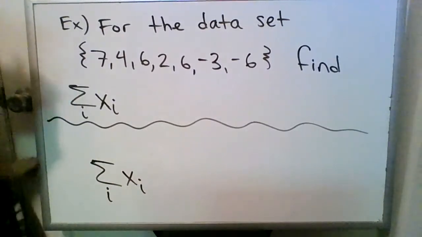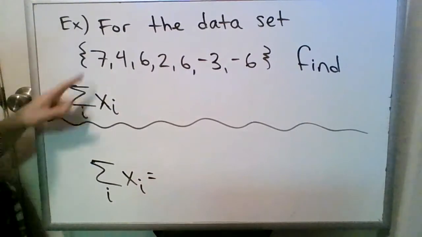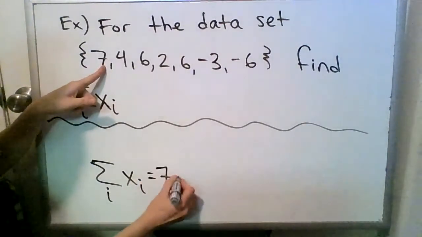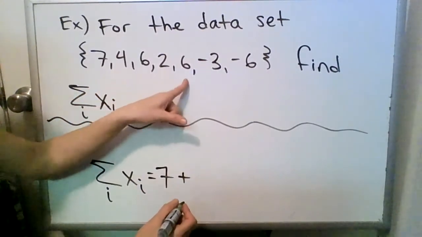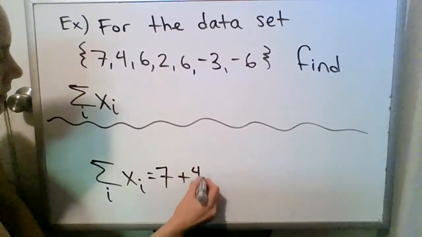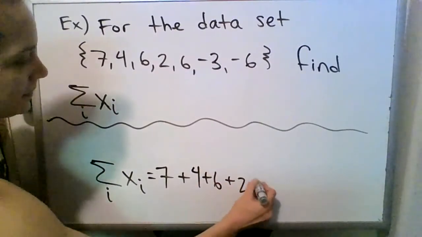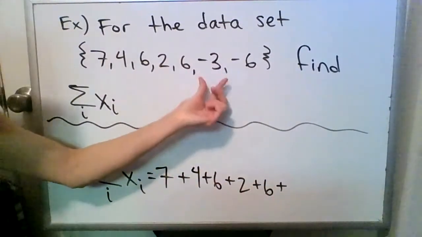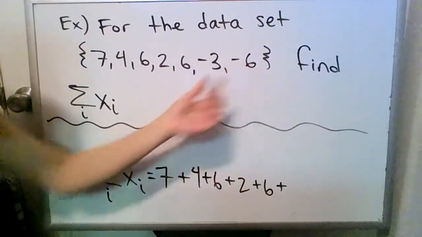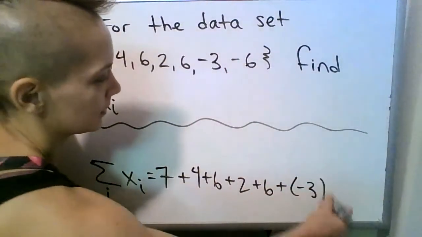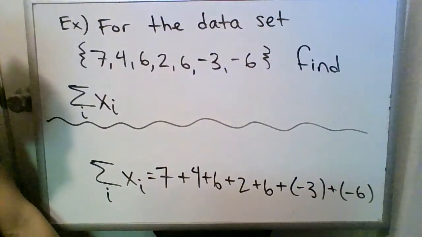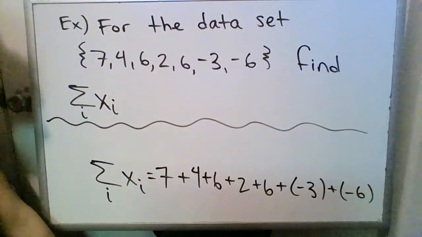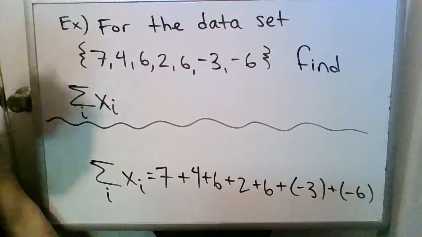all of our x of i values, which means take the first value, add it to the next one, 7 plus 4, then go plus 6 plus 2 plus 6. And we're still going to add -3 and add -6, which I'm going to keep in parentheses just to make sure I don't make any mistakes. It looks good to me. So let's go ahead and simplify that answer.